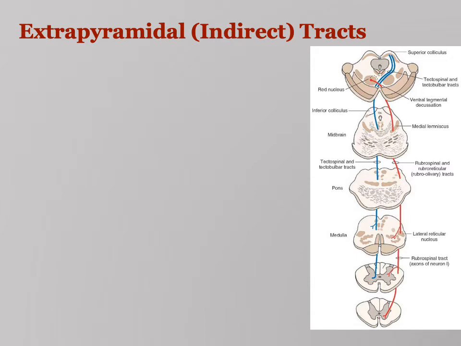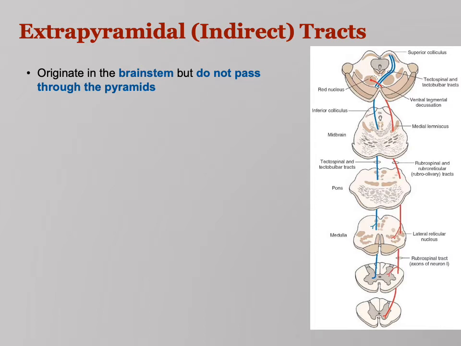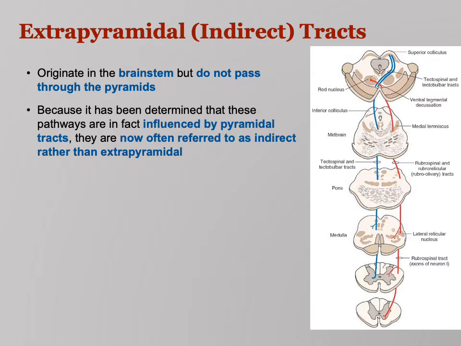Now the extrapyramidal or indirect tracts, all right? They originate in the brainstem, but they do not pass through the pyramids. That's why they are extrapyramidal. Remember, the pyramids are where the descending tracts decussate, where they cross over. So these extrapyramidal are ipsilateral. They do not decussate in the pyramids.